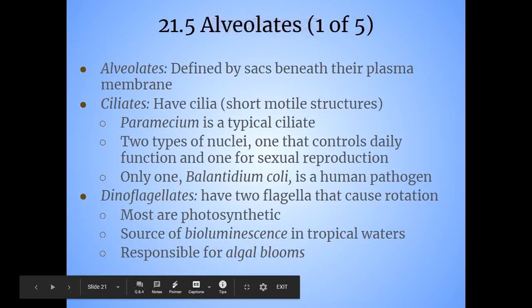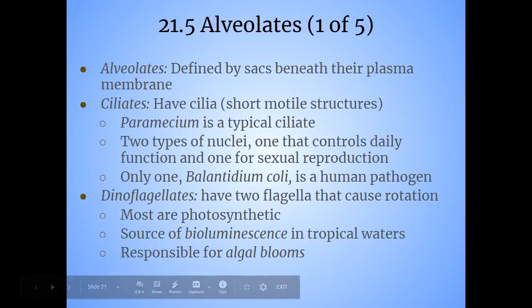So today's lecture is going to cover 21.5, which is alveolates, and 21.6, which are the Rhizarians. These two groups are the A and the R as part of the SAR supergroup. So we're going to start by talking about the alveolates.